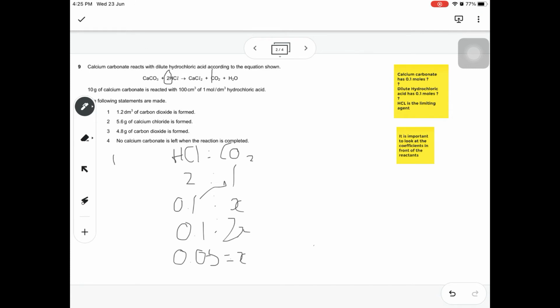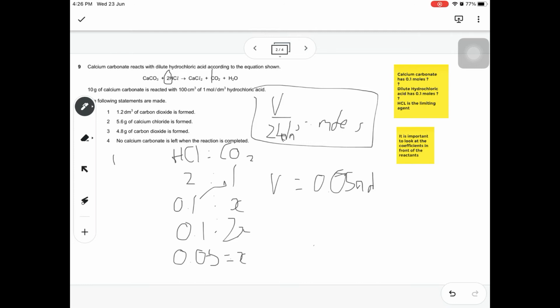So we have known that the carbon dioxide has 0.05 moles. So now using this formula, volume over 24 dm cube equals moles. This formula is to find the moles using volume, especially for gas. So we have volume equals 0.05 moles of carbon dioxide times 24 dm cube. Now let's check. Yes, it really is 1.2 dm cube. So the first statement is correct.